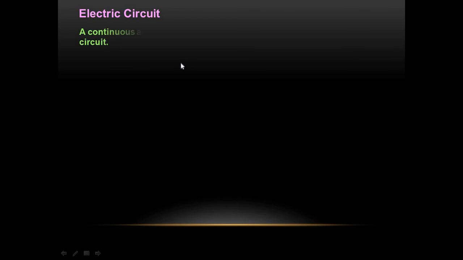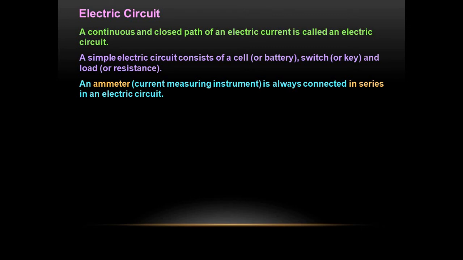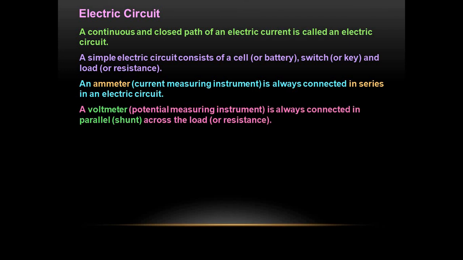Then, what is an electric circuit? A continuous and closed path is called an electric circuit. A simple circuit consists of a cell or a battery, a switch, and the load or resistance. An ammeter, a current measuring instrument, is also connected in series in the electric circuit. A voltmeter, a potential measuring instrument, is always connected in parallel across the load or the resistance.